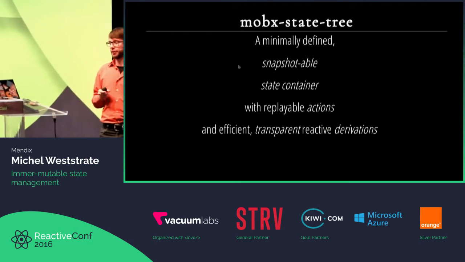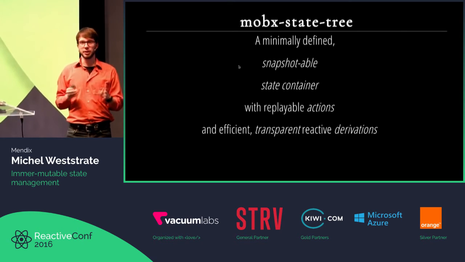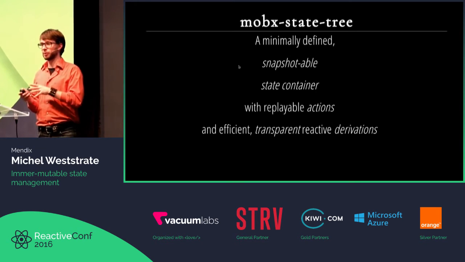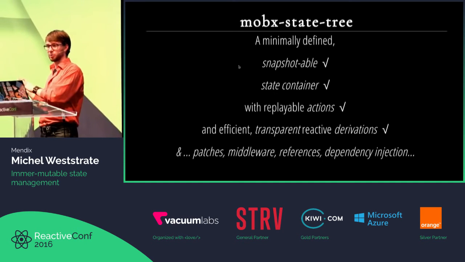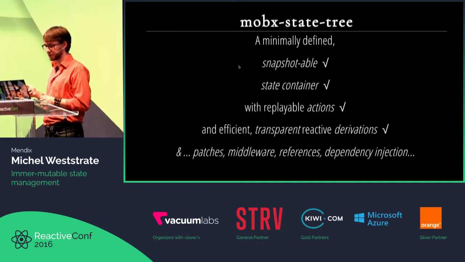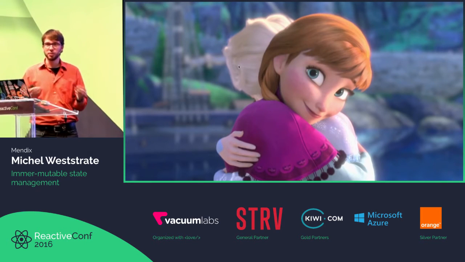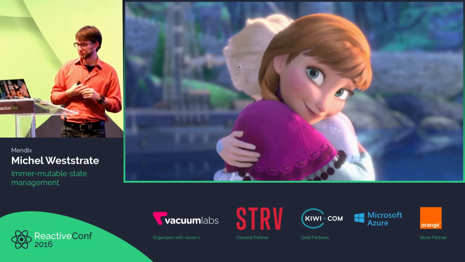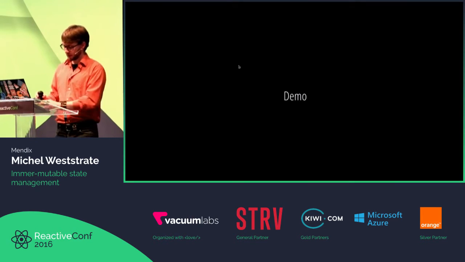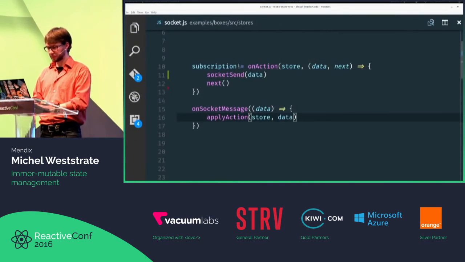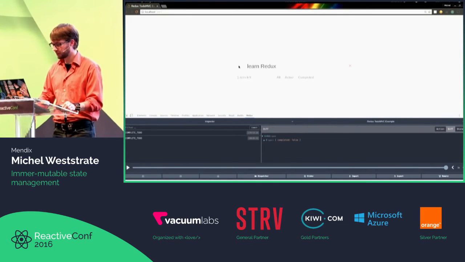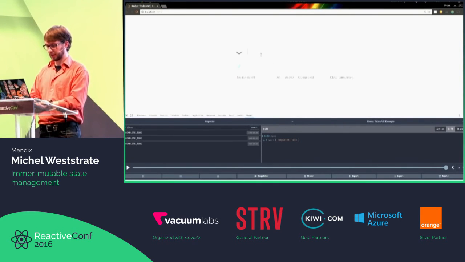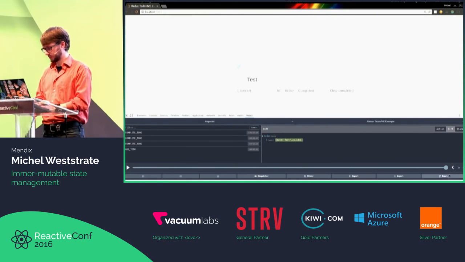So far, we have a minimally defined snapshottable state container with replayable actions, and a lot of things more: middleware and patches, dependency injection. So it's like we combined the best of two worlds. To demonstrate that, here is the Redux to-do MVC application. And I can change to-dos, and I can add new ones. I can play it back and forth.